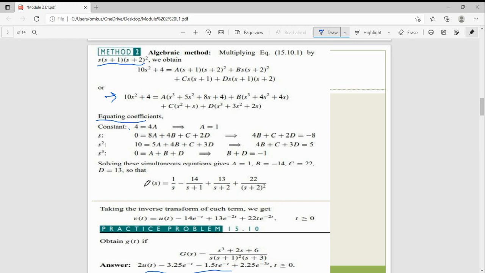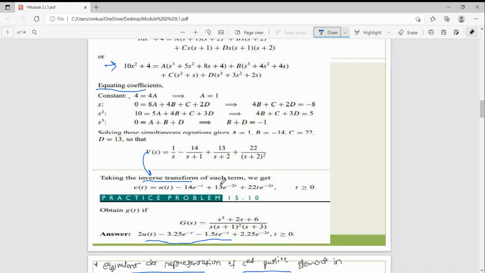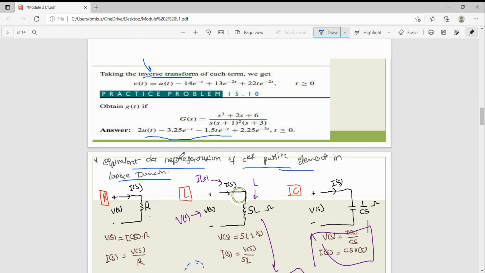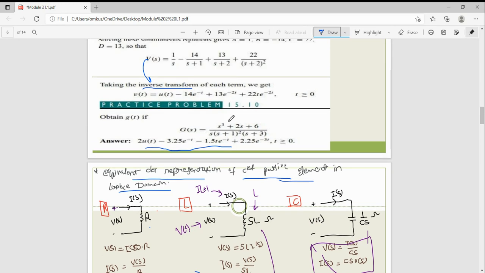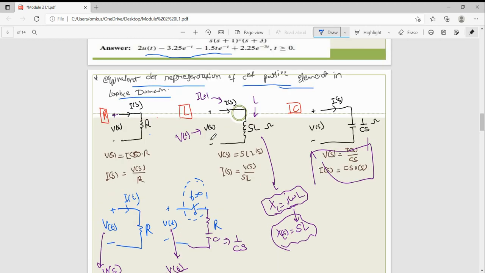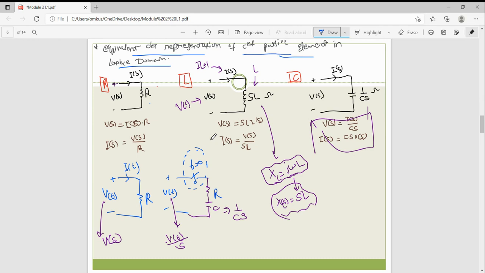So how to find it? Use the inverse Laplace transform here. And see, 1 by s, what is the inverse transform of this? 1 by s is nothing but u of t, right? So this is your homework, you need to solve it, and your answer must match this. Now see what is the application of Laplace transform in our network theory.